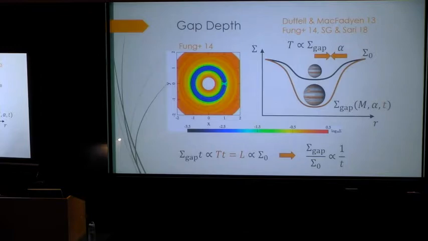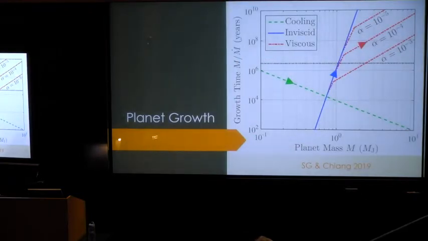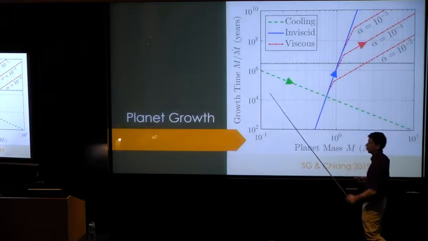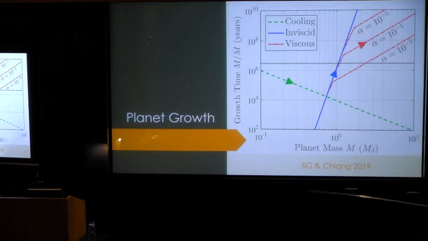OK, so now let's put everything together. So this is the important slide. This is the money slide. So here we plot the planet's growth over time. So here the x-axis is the planet's mass, m. And the y-axis is the planet's mass doubling time, or growth time, m over m dot. So our planet starts over here at low masses. And gradually it moves to the right as it grows in mass.